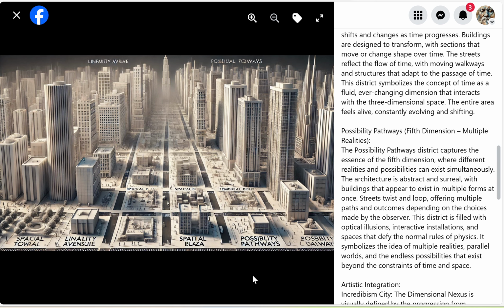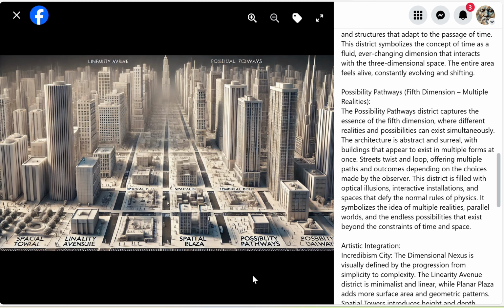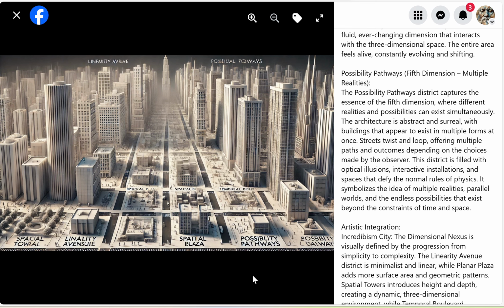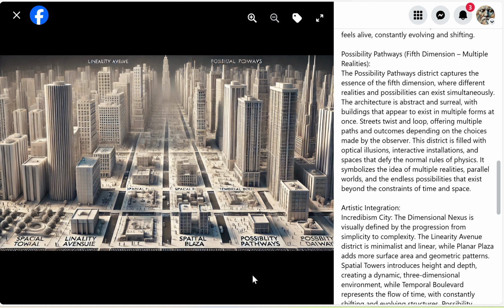5. Possibility Pathways, fifth dimension, multiple realities. Architectural concept. This is the most abstract district, where buildings seem to exist in multiple states at once, flickering between different forms depending on the observer's perspective.